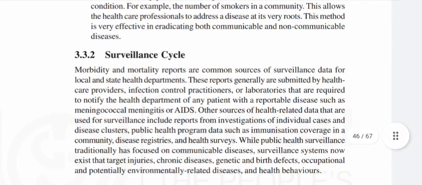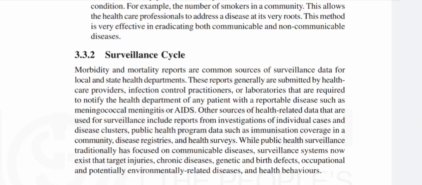Surveillance cycle. Morbidity and mortality reports are a common source of surveillance data for local and state health departments. These reports generally are submitted by healthcare providers, infection control practitioners, or laboratories that are required to notify the health department of any patient with a reportable disease such as meningococcal meningitis or AIDS. Other sources of health-related data used for surveillance include reports from investigations of individual cases and disease clusters, public health program data such as immunization coverage in a community, disease registries, and health surveys.